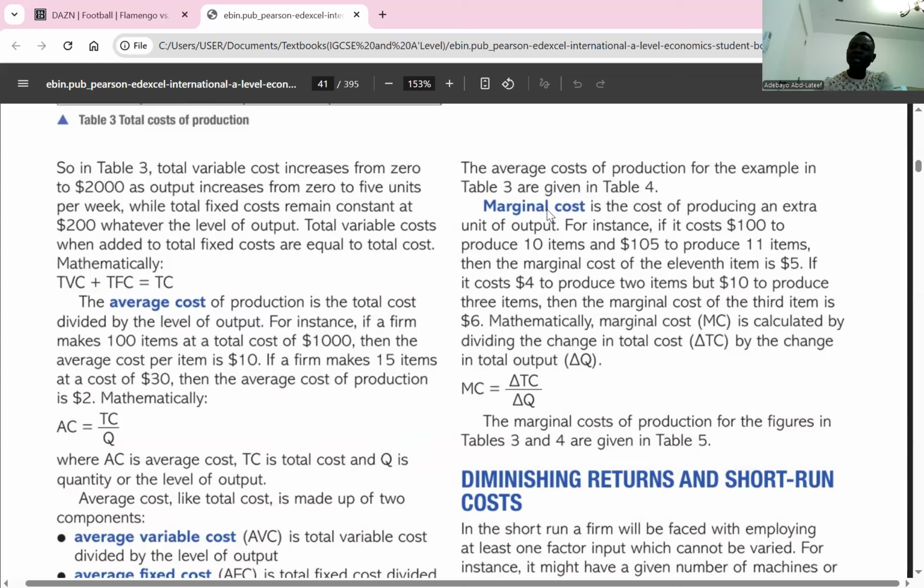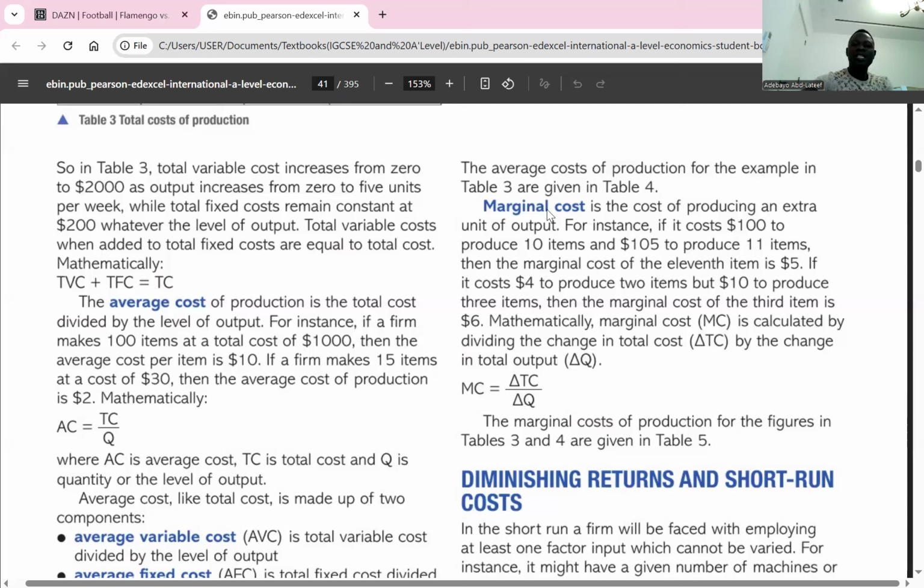Then for AC, we have AVC and AFC. AVC is the total variable cost divided by output. Then we have AFC, which is average total fixed cost divided by output. Do you get it? Yeah. So the formula for AVC is TVC divided by Q. Then the formula for AFC is TFC divided by Q. Do you get that? Any question about that? Yeah.